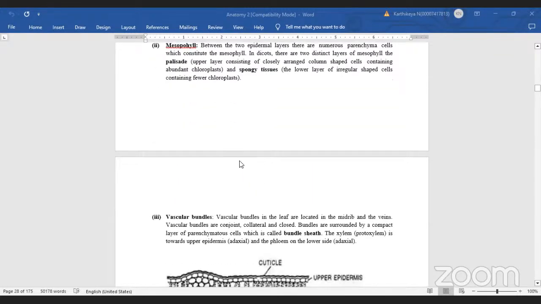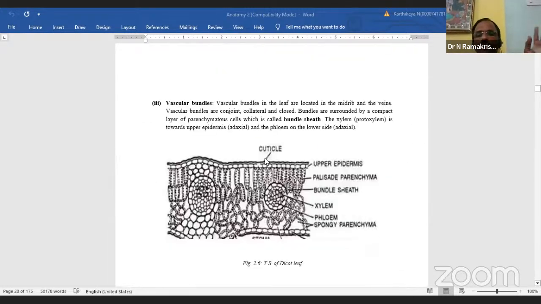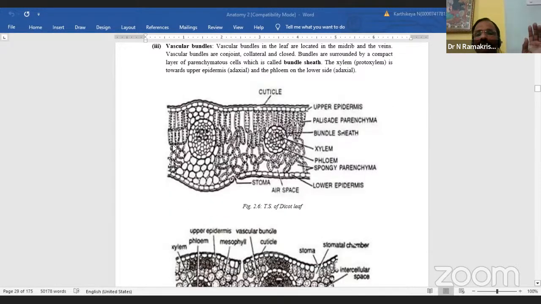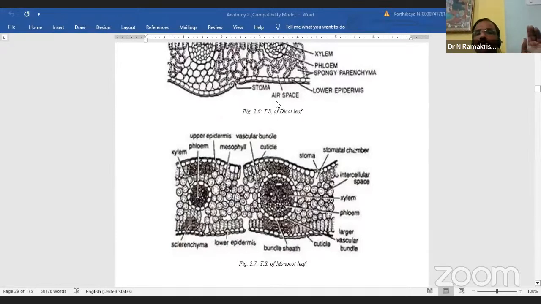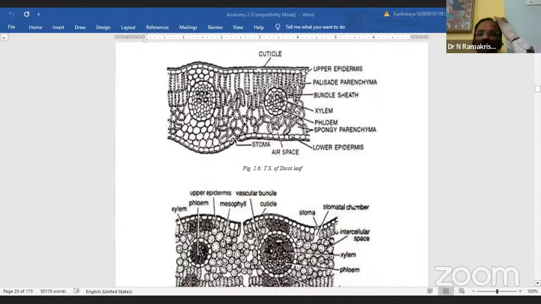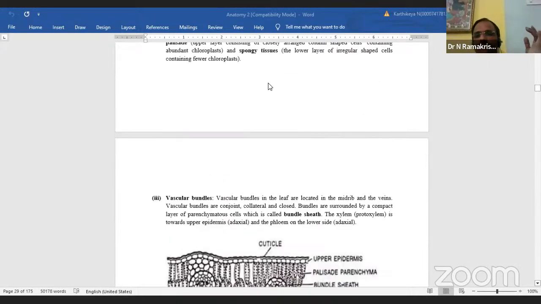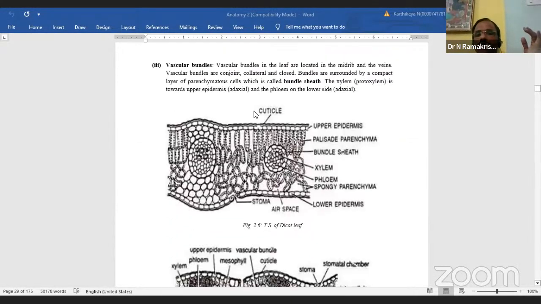Yes, sir. So the last one is vascular bundles. Here now you see this one, this is in the leaf, in a dicot leaf. The first one is the epidermis. When we look at the section cutting of the leaf, the epidermis has 2 types: one is the upper epidermis, the second one is the lower epidermis. It is a single layer, and there are no intercellular spaces.